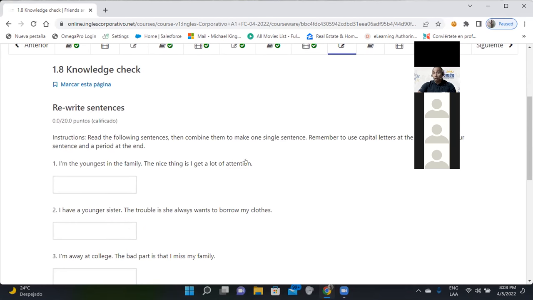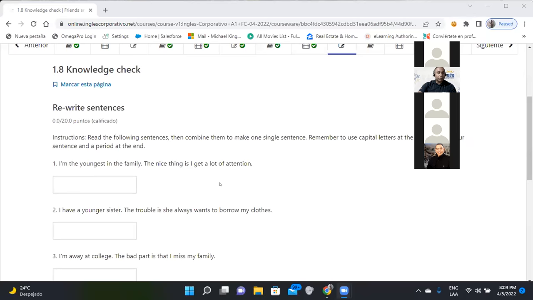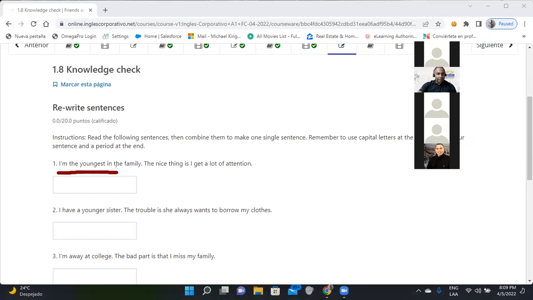I know that some people already did this activity, so I'm going to give you about 3 minutes, and I want you to share and compare your answers, and then we are going to check it as a class. What you are going to do is combine the first sentence, I'm the youngest in the family, period. The nice thing is I get a lot of attention. So how can I combine this sentence?